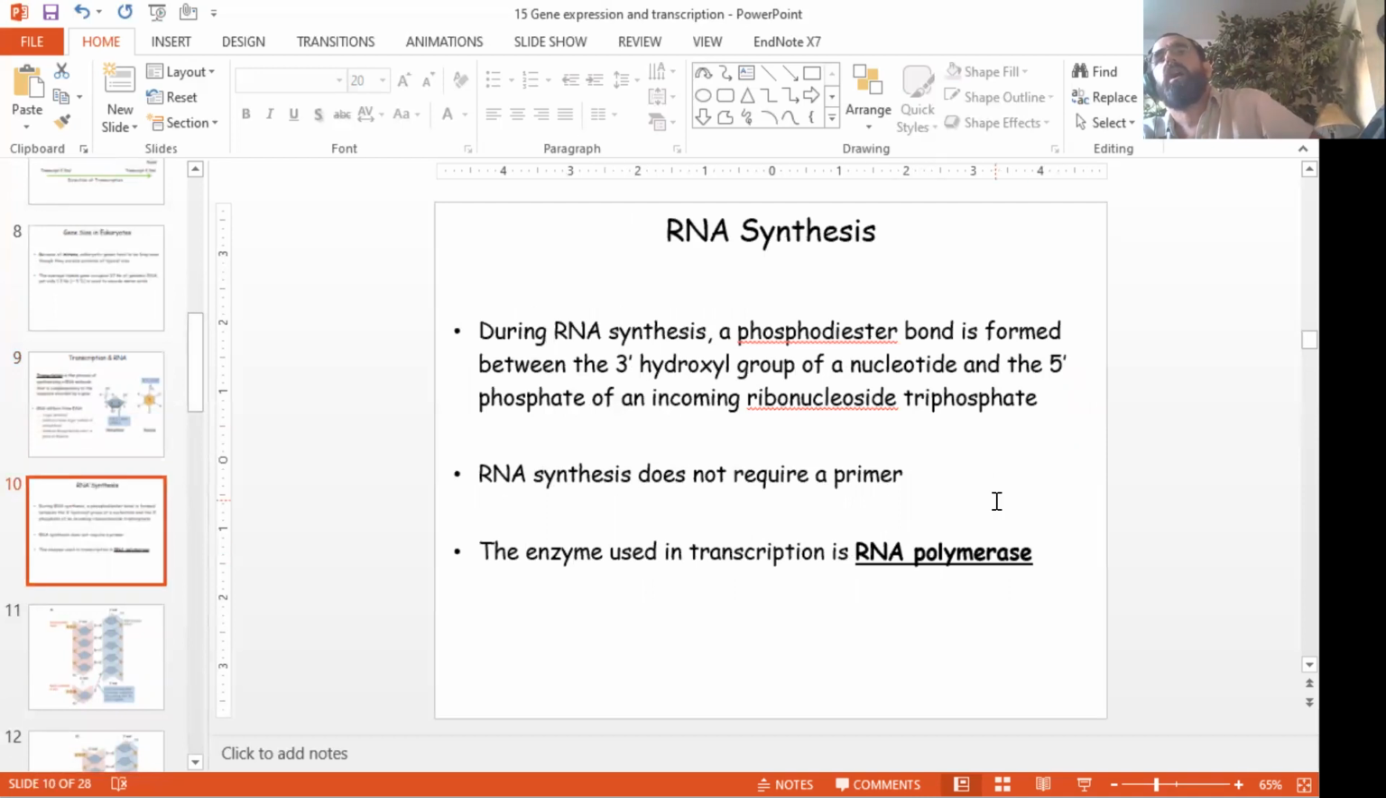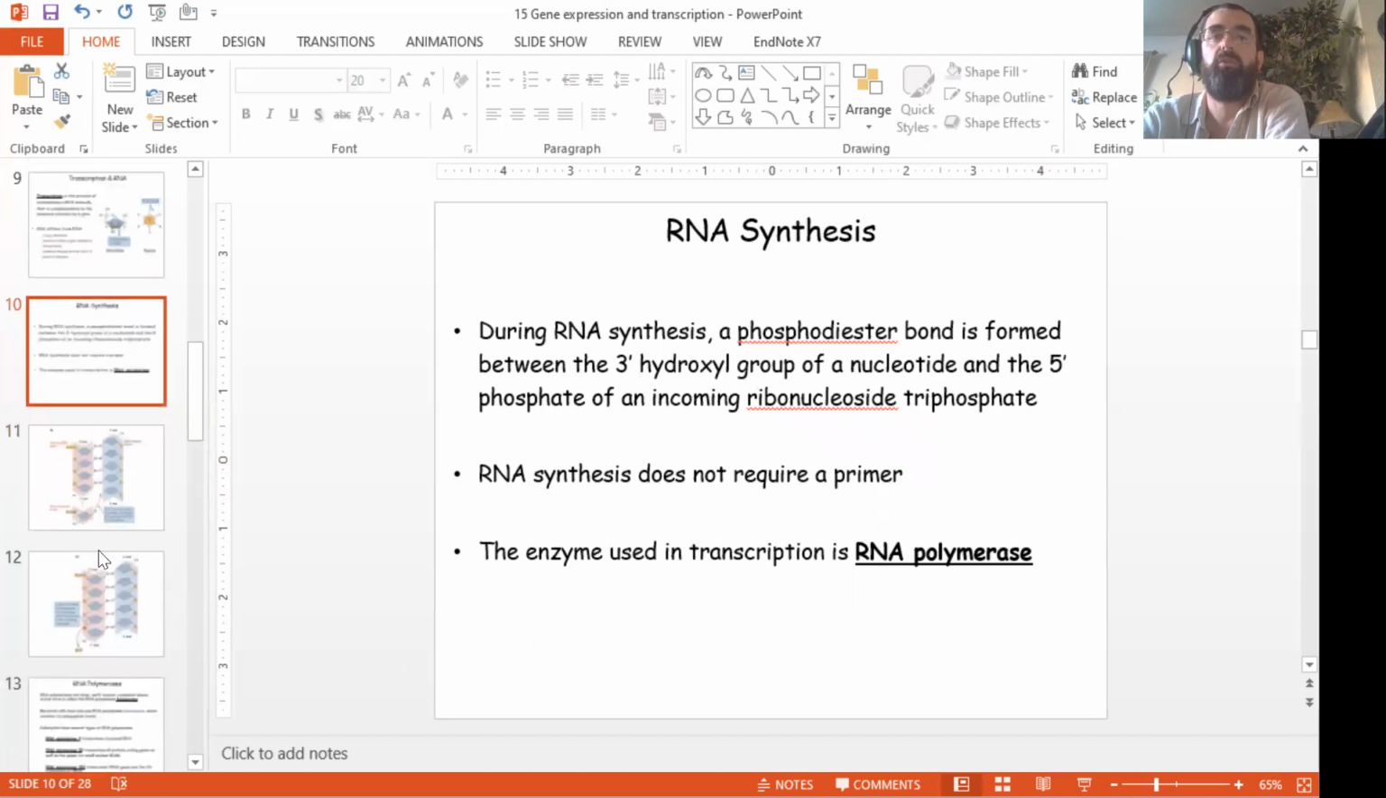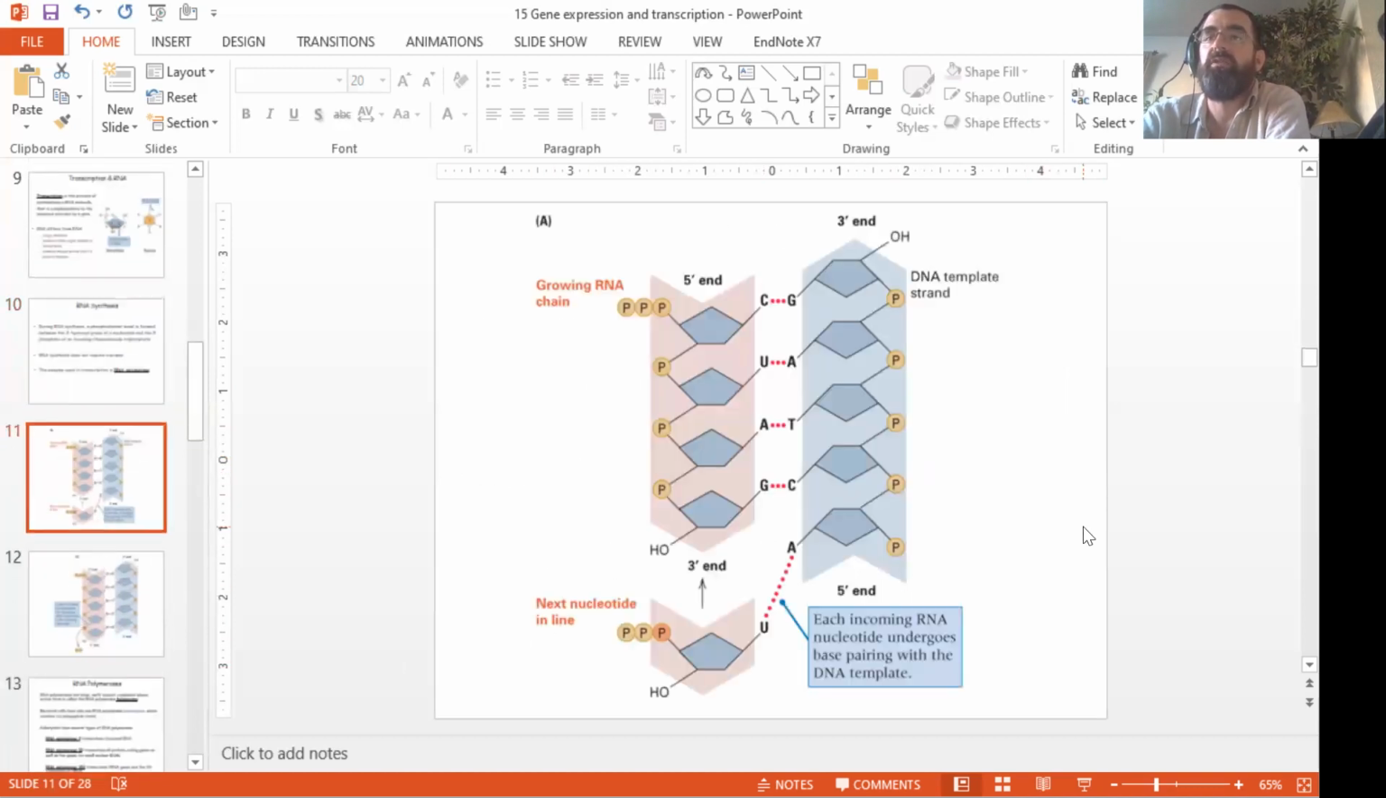Okay, so essentially, RNA synthesis is in many ways similar to DNA replication, but we don't need a primer because RNA polymerase works just fine on DNA on its own. We do synthesize it in a 5' to 3' direction via the formation of phosphodiester bonds. We need that 3' hydroxyl group to add an incoming RNA nucleotide to that growing strand, which is illustrated quite nicely here.